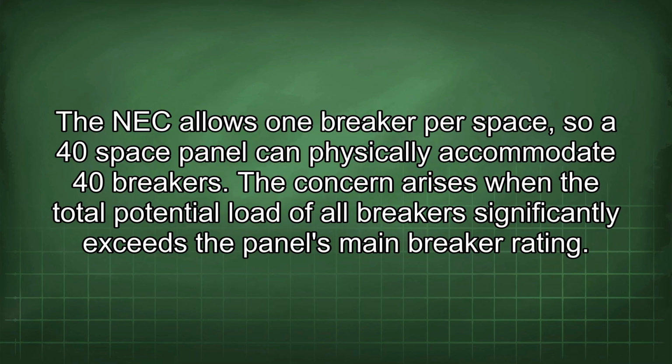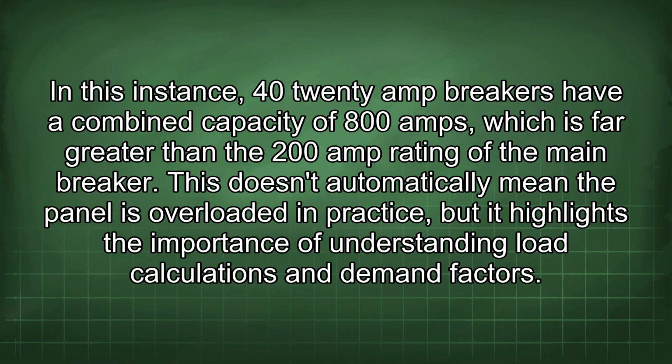The NEC allows one breaker per space, so a 40-space panel can physically accommodate 40 breakers. The concern arises when the total potential load of all breakers significantly exceeds the panel's main breaker rating. In this instance, 40 20-amp breakers have a combined capacity of 800 amps, which is far greater than the 200-amp rating of the main breaker.